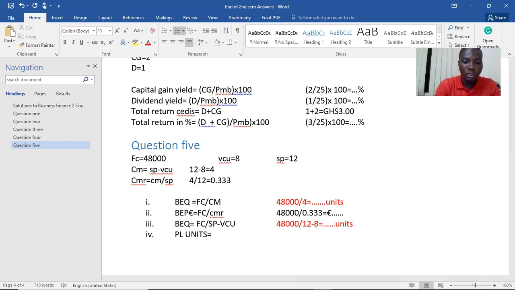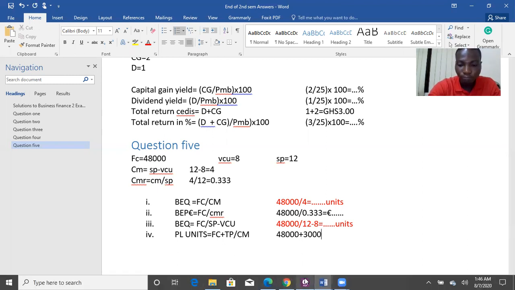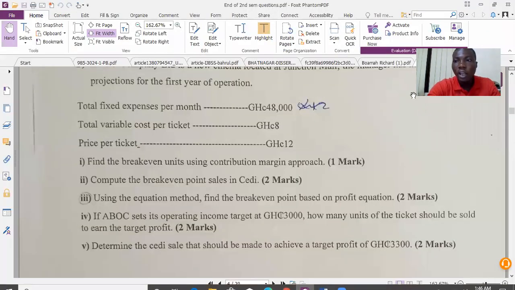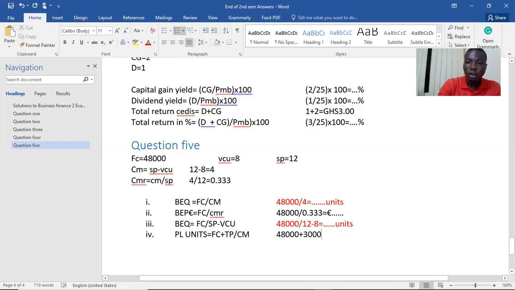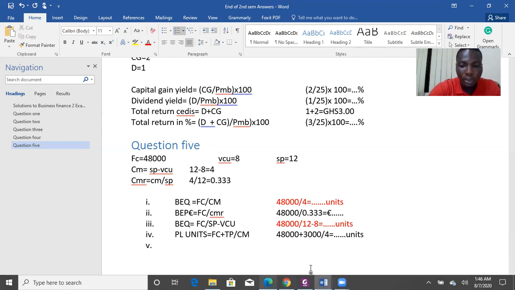So profit level units is equal to the fixed cost plus the target profit, all over the contribution margin. So fixed cost 48,000 plus target profit 3,000, all divided by contribution margin 4. So the answer you are going to get should be in units. Then let's look at the next one.